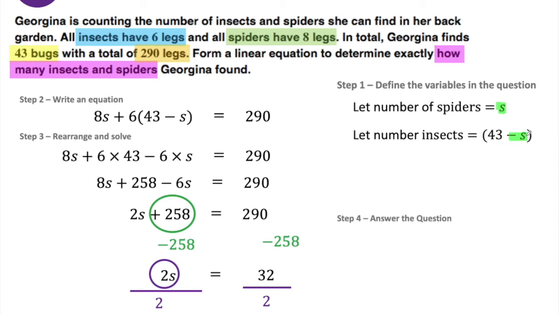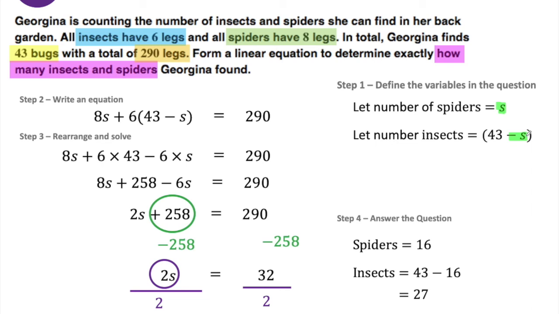So now I've got to go back and make sure that I have answered the question. And the original question was asking how many insects and spiders. Well, I know that I've got 16 spiders, so I need to go ahead and calculate the number of insects. So the number of insects is going to be 43 minus 16, which is equal to 27. So I know that Georgina found 16 spiders and 27 insects in her garden. And if I worked it out, that would add up to a total of 290 legs.